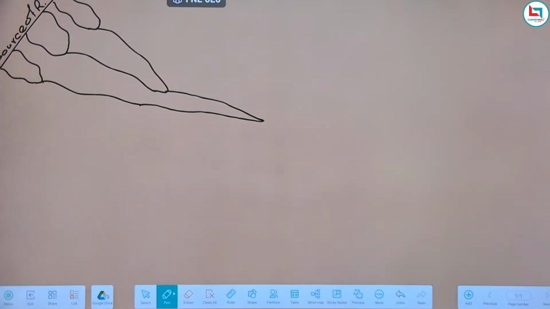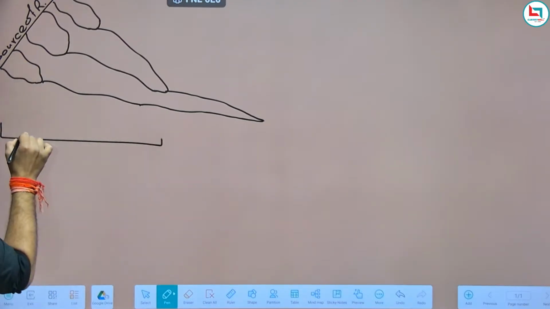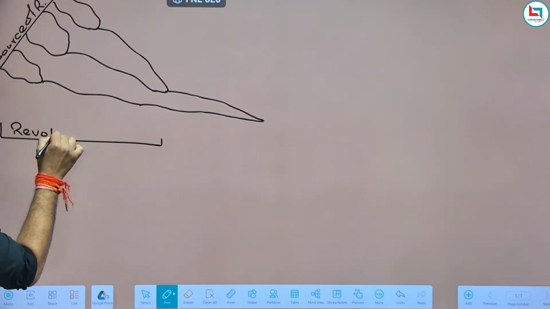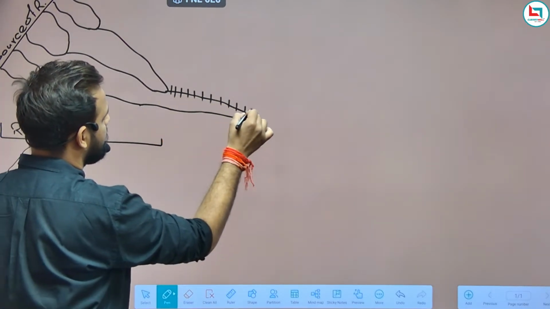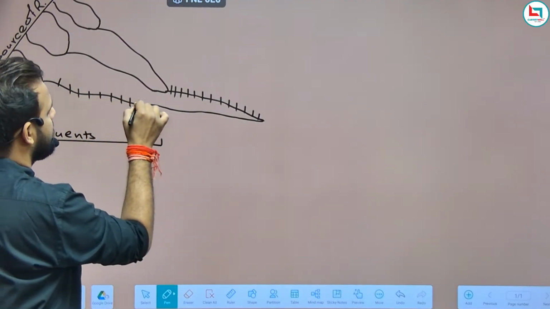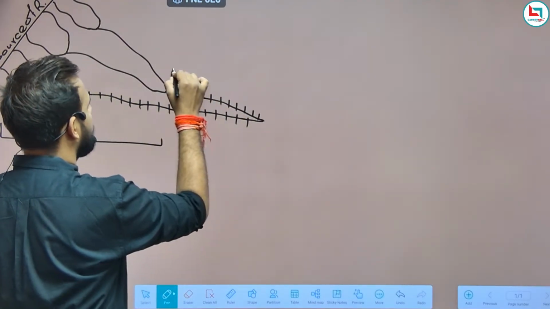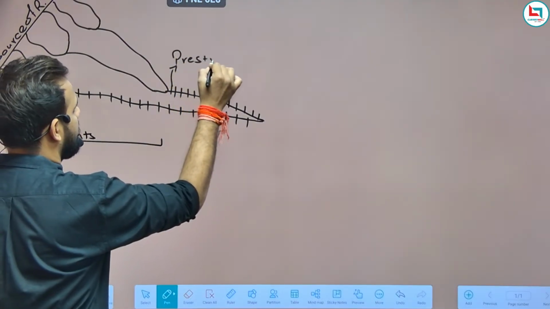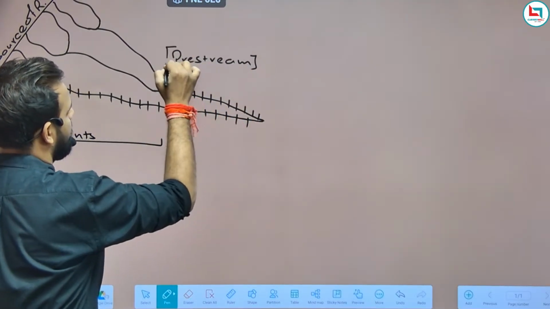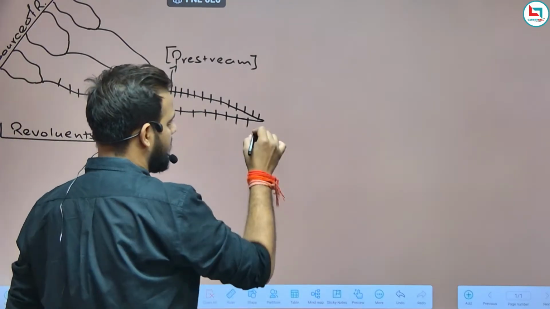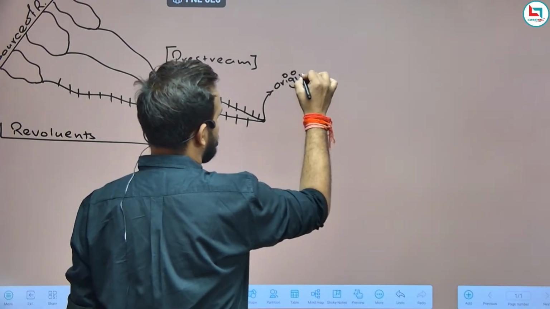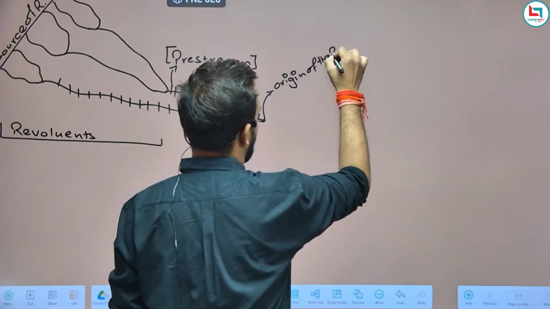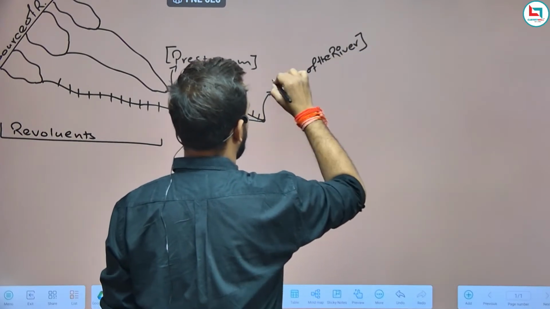Okay guys, so they are known as the rivulets. And the last two streams of the river are known as the pre-stream of river, and where these two streams get combined, this particular place is known as the origin of the river.